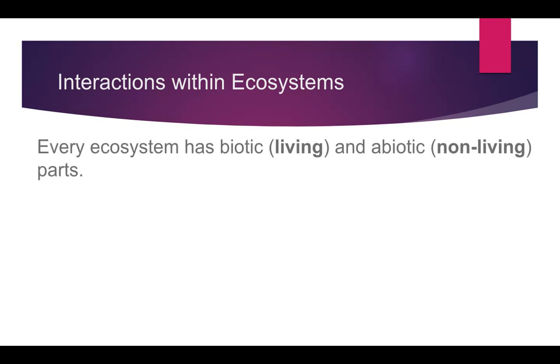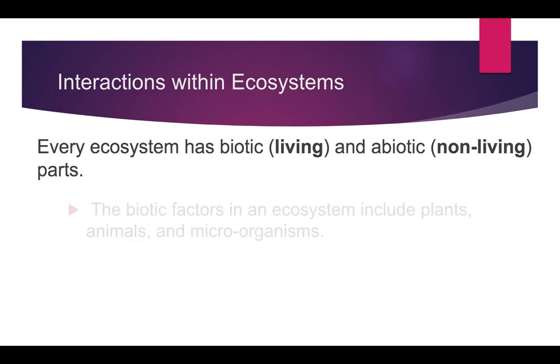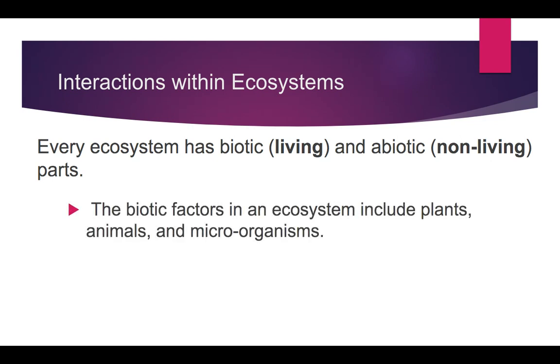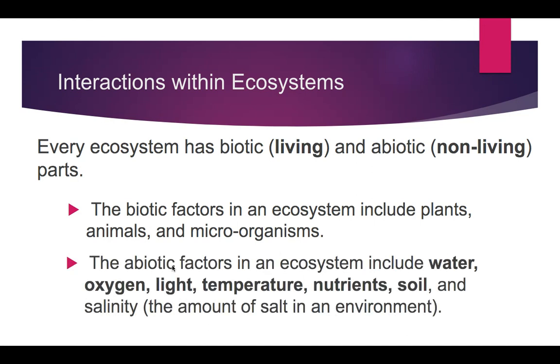All right. So every ecosystem, as a recap, has biotic, which means living, and abiotic, which means non-living parts. And you may be able to think off the top of your head of a few living and non-living parts of an ecosystem. Biotic factors are typically plants, animals, microorganisms, whereas abiotic or non-living factors tend to be water, oxygen, light, temperature, nutrients, all of those important things that we need and that are essential to survival.